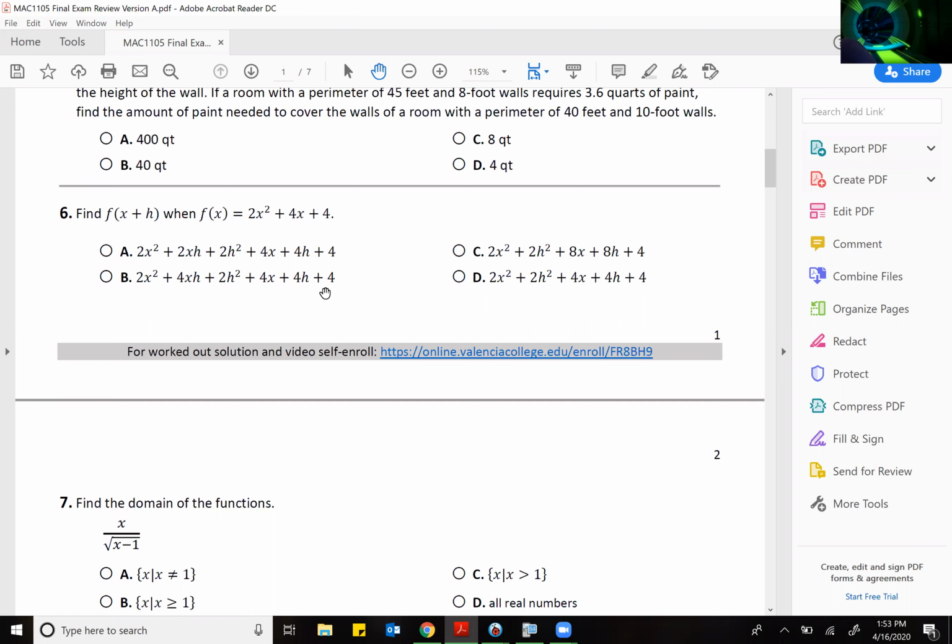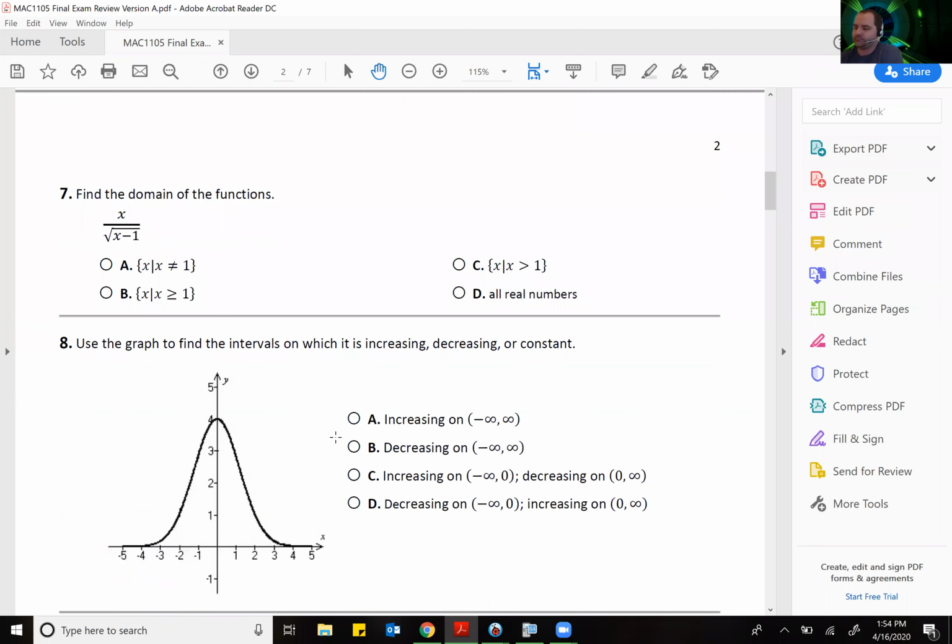This one is coming from 3.1. Sorry, did I put 2.1 in there? No, 3.1. This is coming from 3.1. All right, and it wants you to find the domain of the function. So x over the square root of x minus 1.